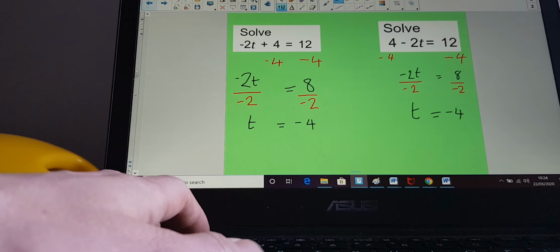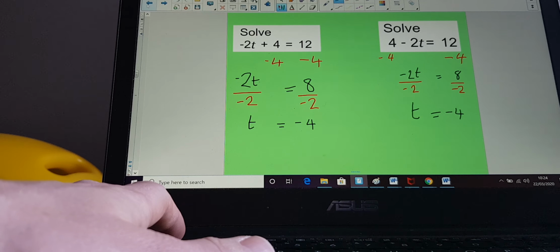Okay, now if you could continue, work through the questions that I've detailed on Show My Homework, so you're familiar with solving equations with negative coefficients. Please email me with any questions and I can contact you and try and help you.